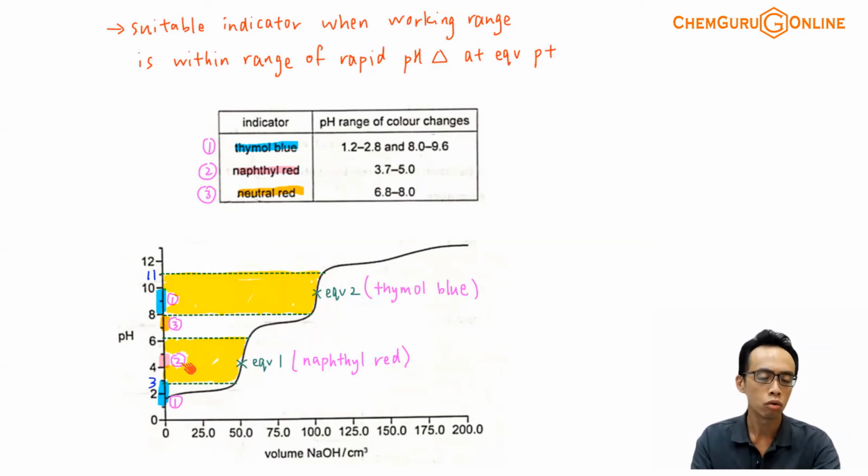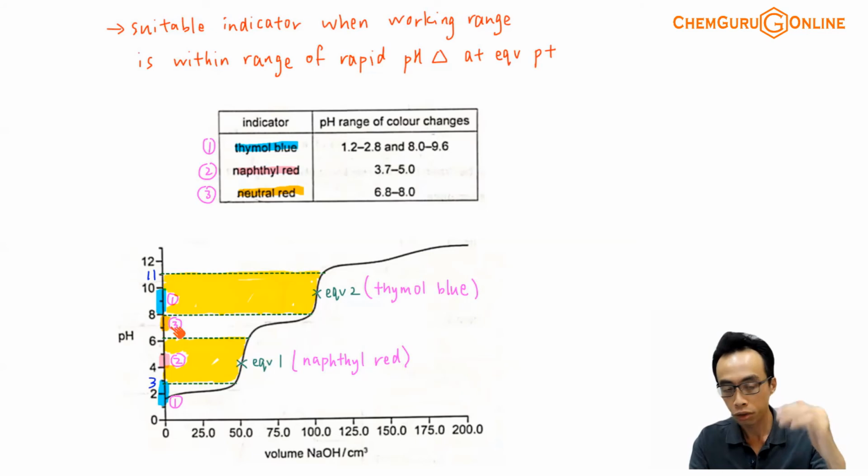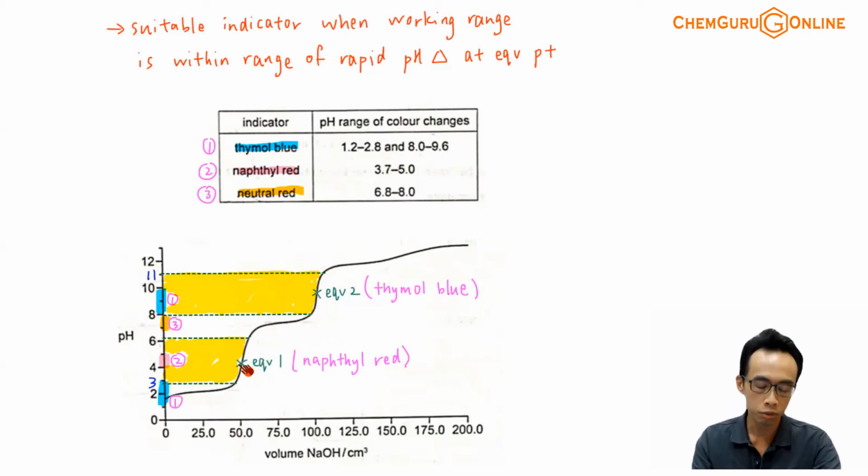Indicator number 2 will be suitable. Now indicator number 1 is not suitable. My thymol blue, it is outside this range, it is not suitable. My neutral red, it is also not suitable because the working range is again outside this range of rapid pH change at equivalence point number 1.